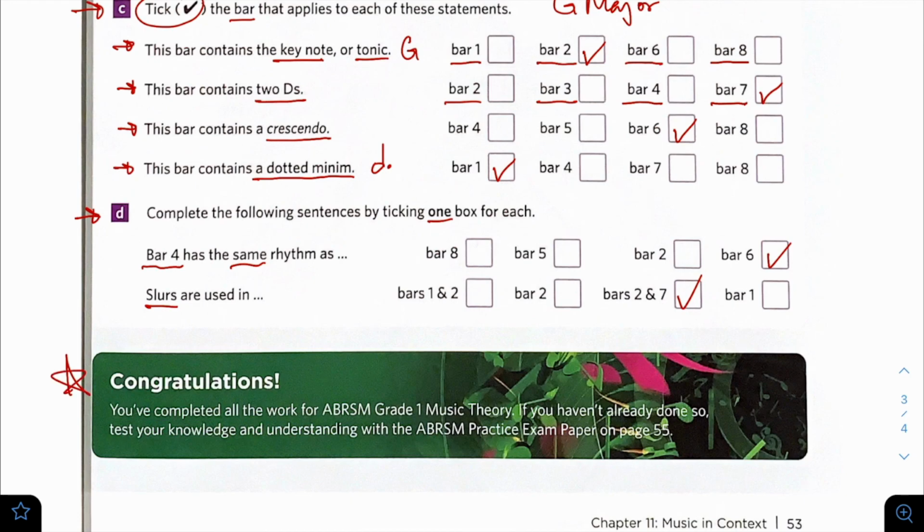Congratulations! You have completed all the work for ABRSM Grade 1 Music Theory. If you haven't already done so, test your knowledge and understanding with the ABRSM Practice Exam Paper on page 55.